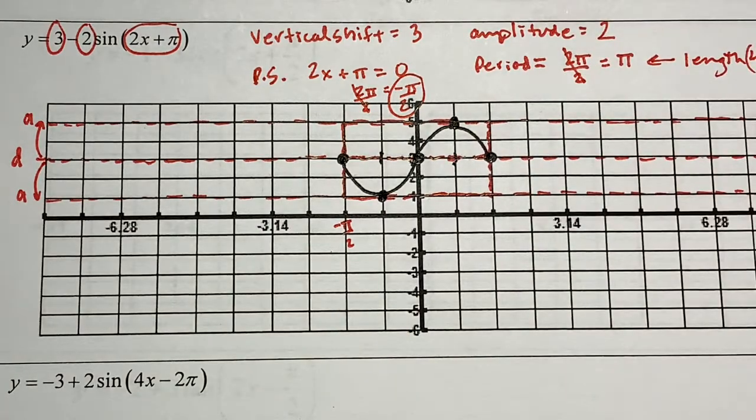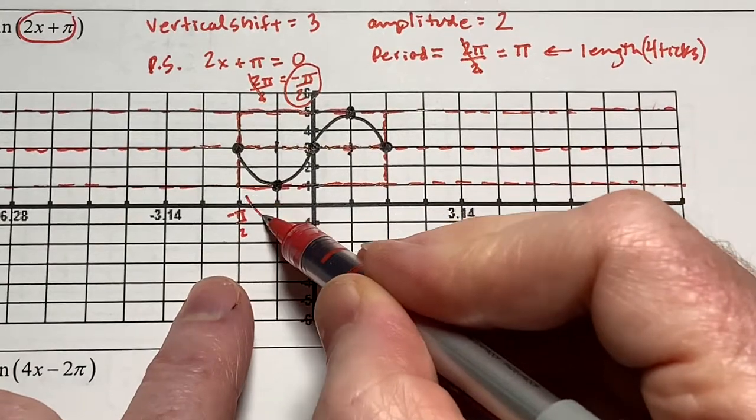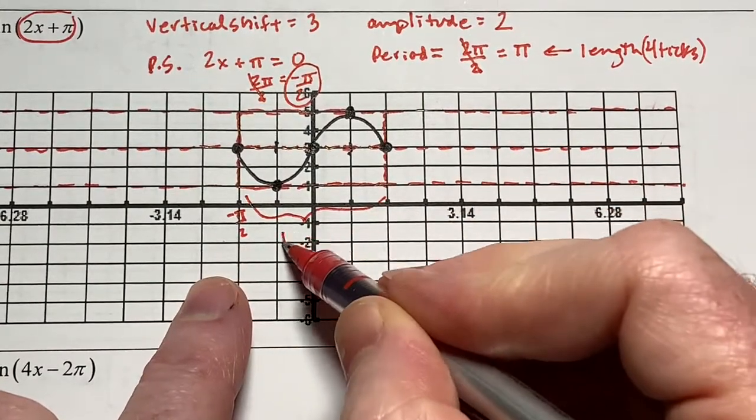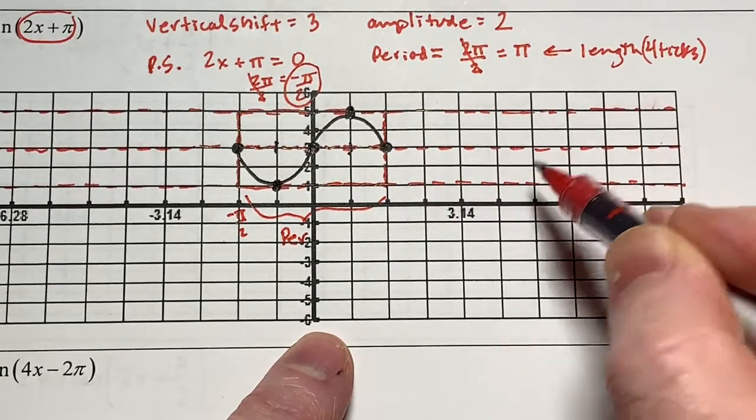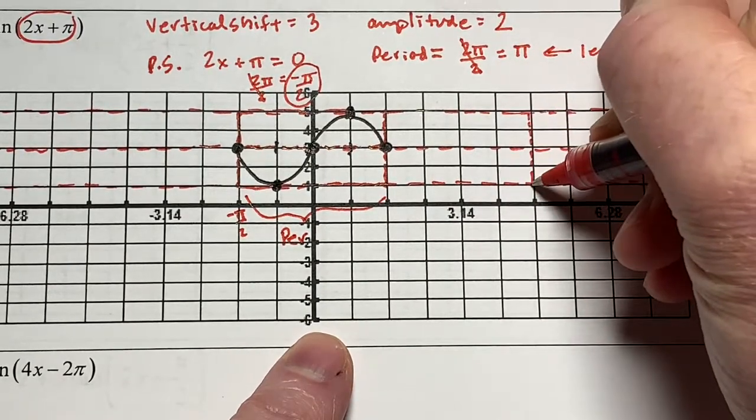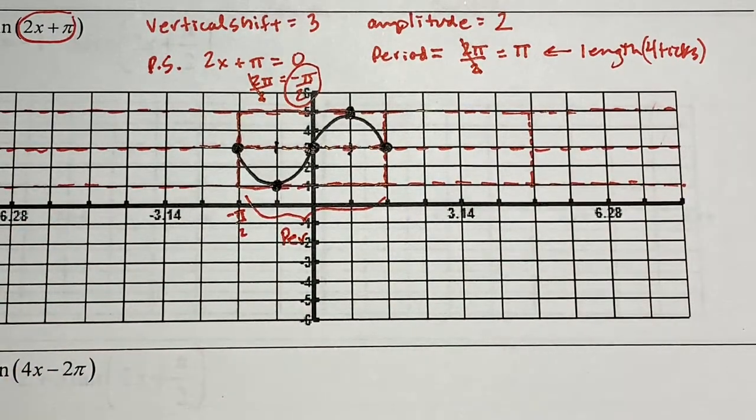And again, I'm going to want you to graph 2 periods. So if the length of the period right here is 4 ticks, I can go over another 1, 2, 3, 4 and put another edge. If I want, I can go to the left 1, 2, 3, 4. I kind of like going to the right better.